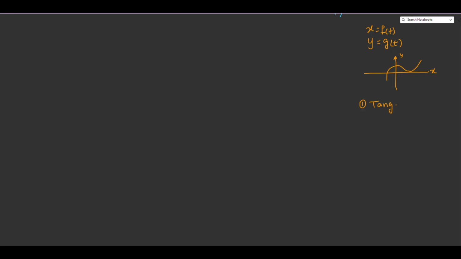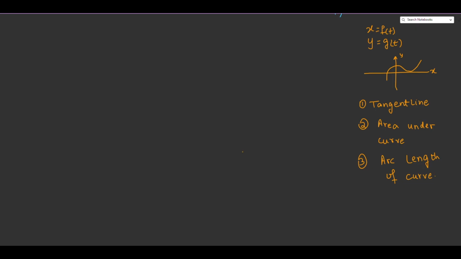For example, how can we find the equation of the tangent line. The second thing we discussed is how can we find the area under the curve, and the third thing was finding the arc length of the curve. And number 4 was finding the surface area of the surface which is generated by revolving a curve about the x-axis.